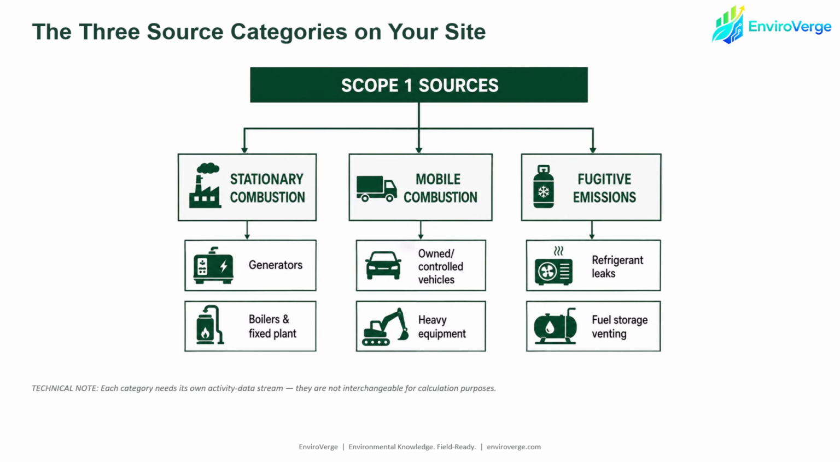Third, fugitive emissions. This one catches people out. Refrigerant leaks from your site air conditioning and chillers. Venting from on-site fuel storage. Small in volume on most sites, but they exist, they're Scope 1, and they need their own data line. Each of these needs its own activity data stream. You cannot mix them into a single site fuel total and call it a Scope 1 calculation. The number won't survive an audit.